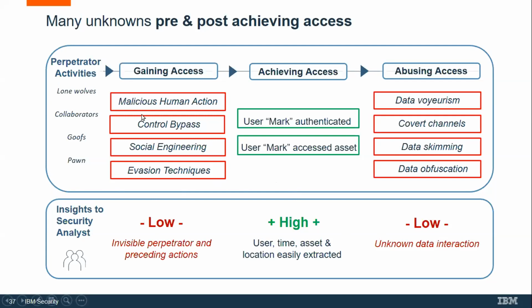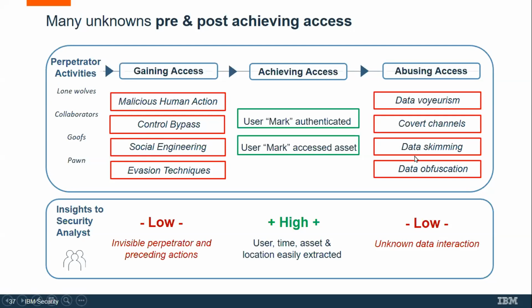So in that gaining access piece, goofs and pawns, right? That's usually social engineering or evasion techniques. That's that email that comes through from your favorite delicatessen offering a discount, or an email from a trusted advisor outside your organization that has a link in it that they didn't even know got put in there. So those are the pieces we typically see from gaining access.